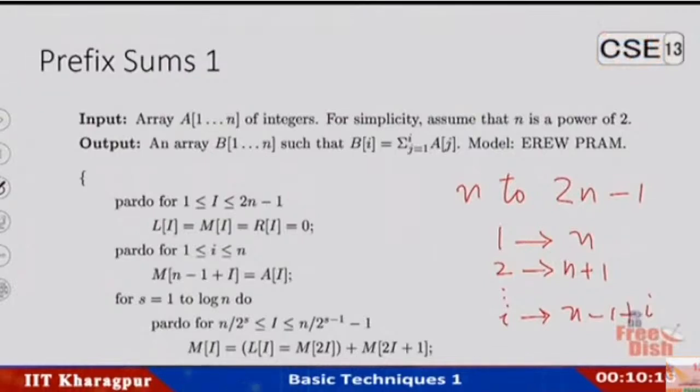After that we have log n steps. This is the bottom to top phase. In the ith step, we fill the ith level of the tree, that is ith from the bottom. The filling is done this way. The left value of a node will be the same as the value sent up by the left child, and the middle value of the node will be the sum of the values from the two children. When we reach the root, it will contain the sum of all the values.